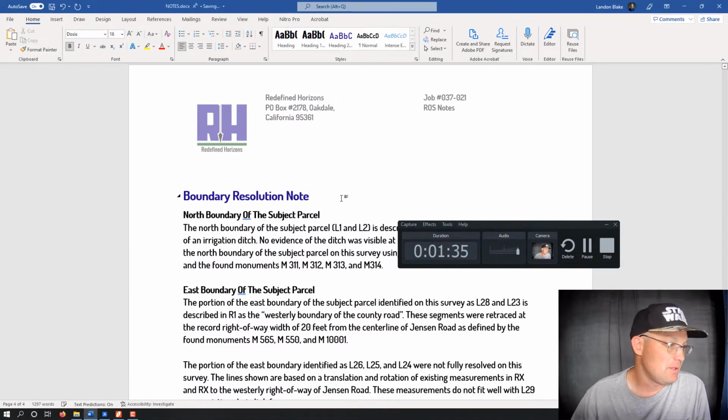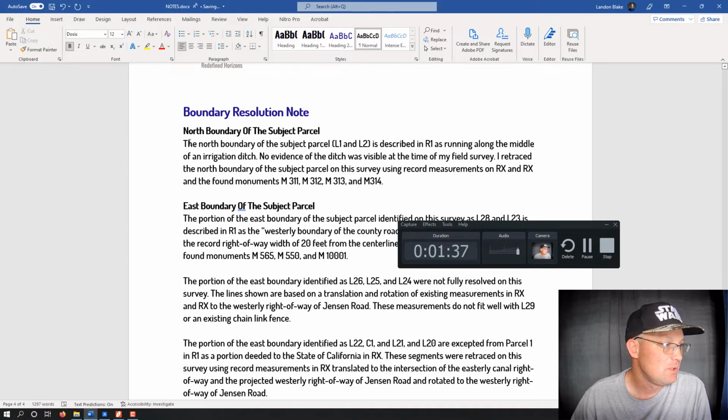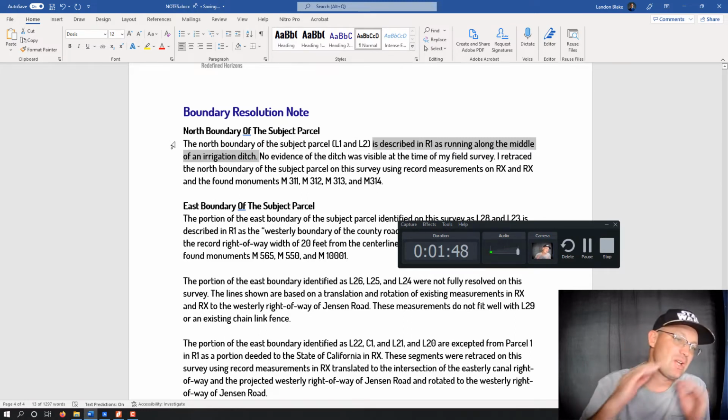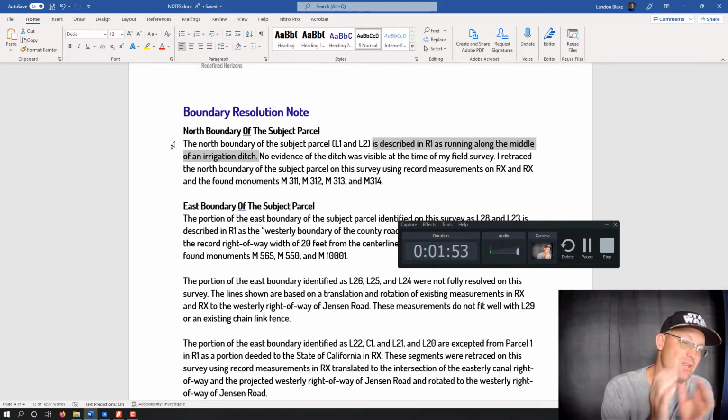Okay, the north boundary of the subject parcel, here's the note. The north boundary of the subject parcel, L1 and L2, is described in R1 as running along the middle of an irrigation ditch. I always try to tie the first part of the boundary resolution note for each piece of the boundary back to the reference document, which is usually the vesting deed. I always start by letting the reader know how this line was described in my deed. In this case, the north boundary is described as running along the middle of an irrigation ditch. Now, the problem is the ditch is gone.